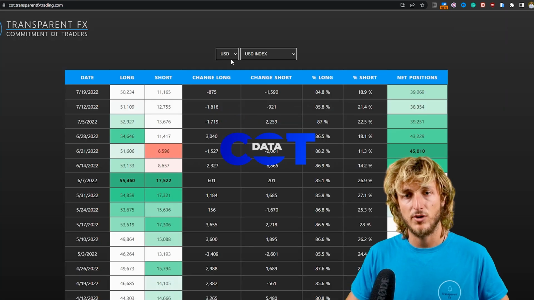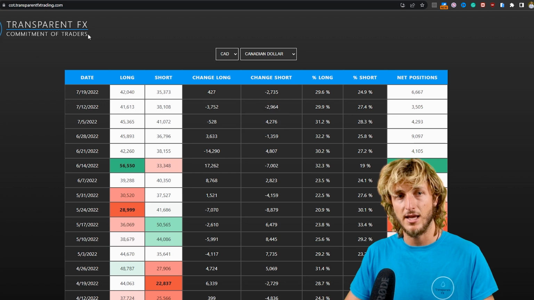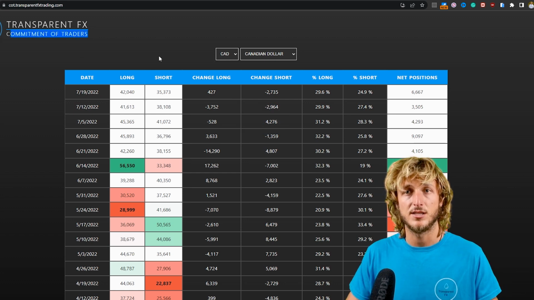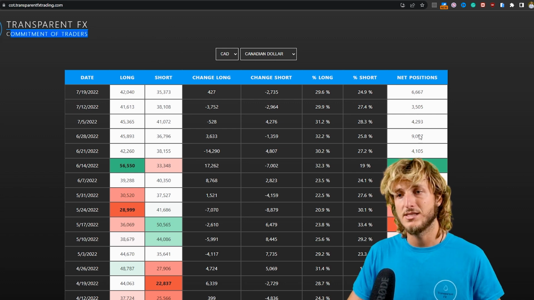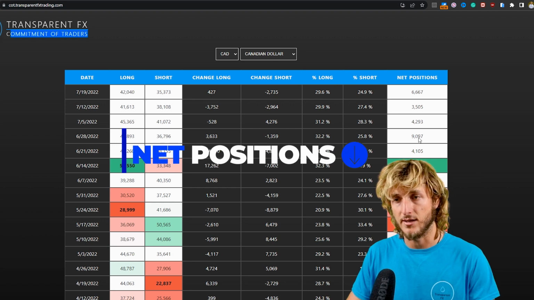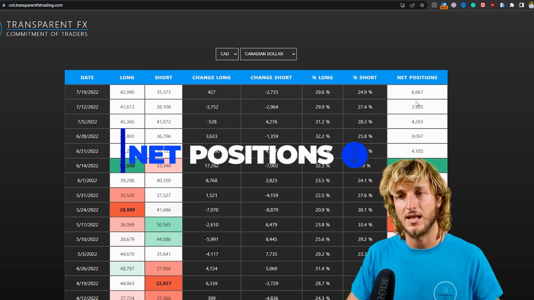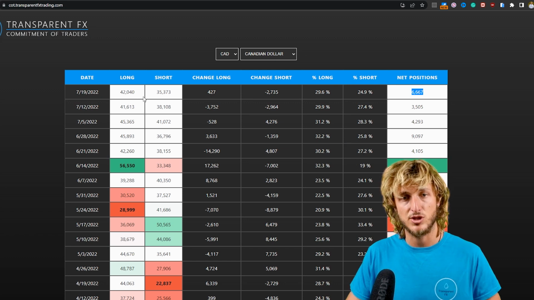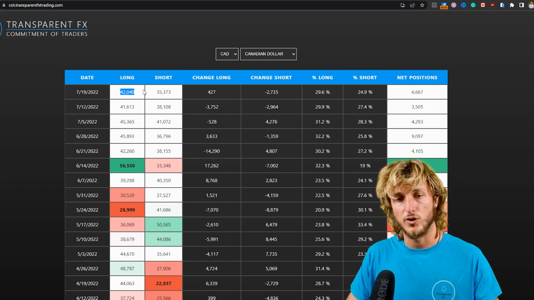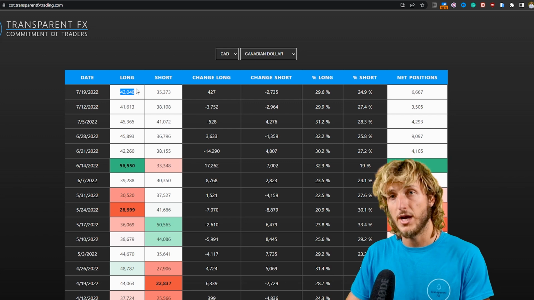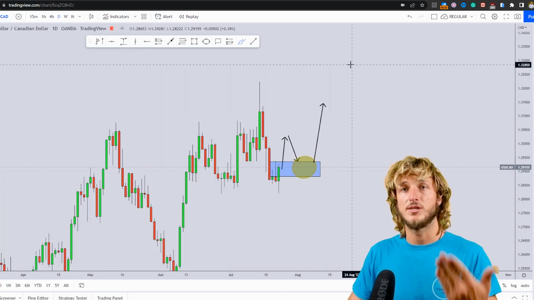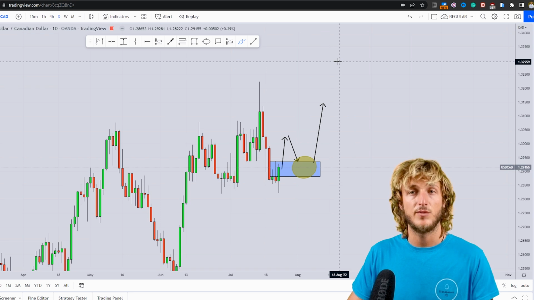Now, if we go and see what we have when it comes to the commitment of traders, so the COT data, which is what the non-commercials, so the biggest speculators in the market, are doing. If we check the data for the CAD specifically, what we can see is that lately net positions have been declining. We went from having 23.2k net positions to now having 6.6k net positions, with 35k shorts at the moment compared to 42k longs.